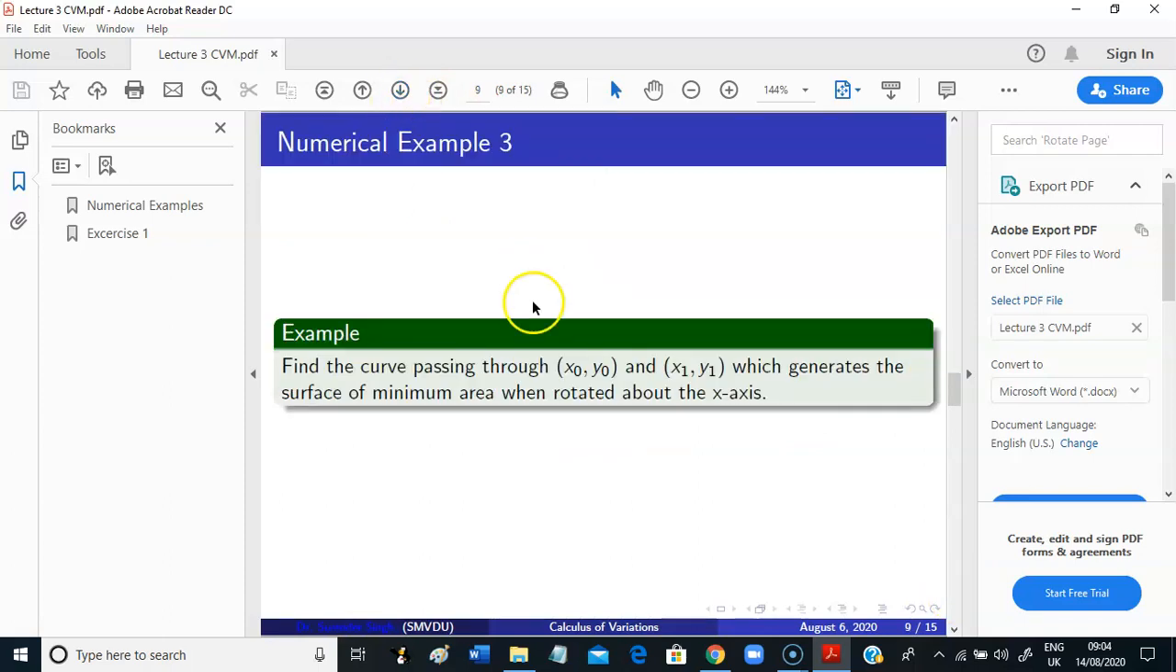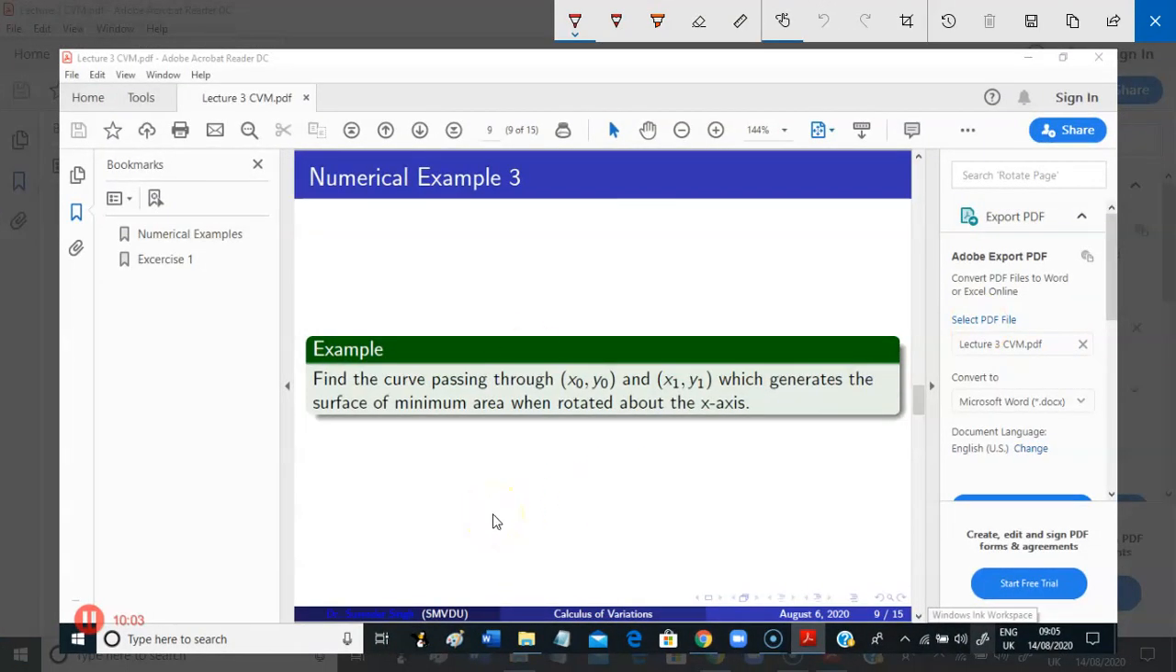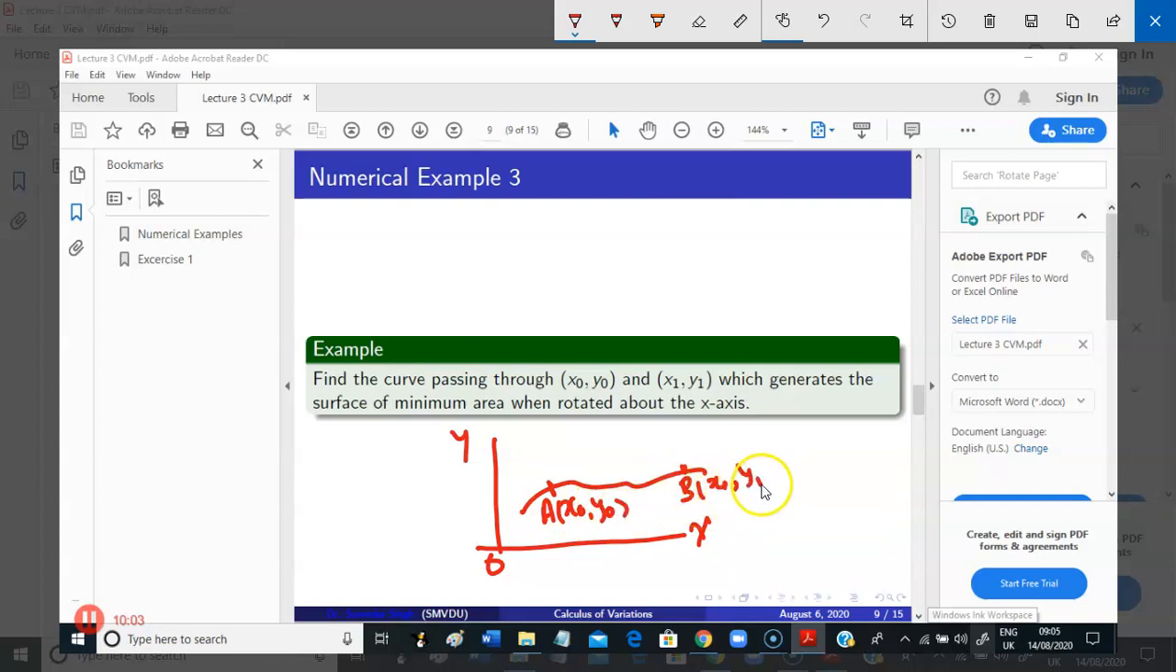Now moving further, next example: find the curve passing through (x0, y0) and (x1, y1) which generates the surface of minimal area when rotated about the x-axis. So what is the situation here? This is a problem of finding a minimal, not the maximal, curve. Suppose this is the x-axis, origin, y-axis, and there is some curve on which the two points lie: the point A having coordinates x0, y0, and point B having coordinates x1, y1.